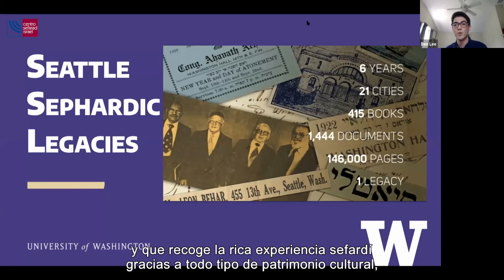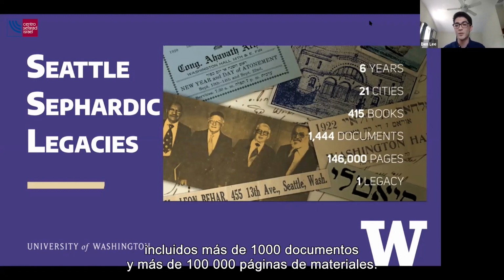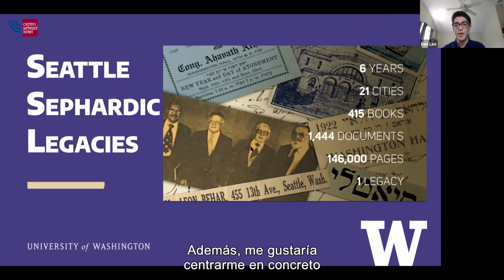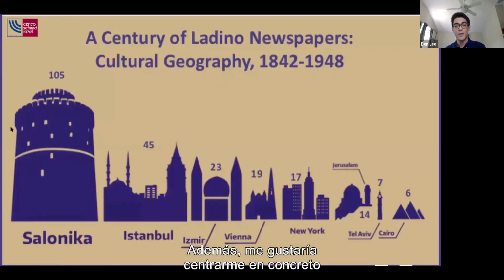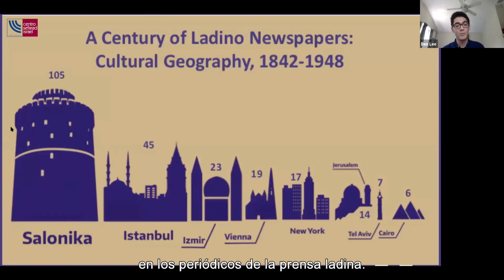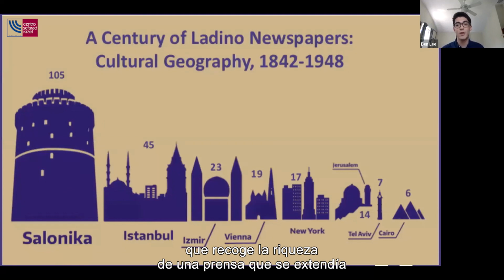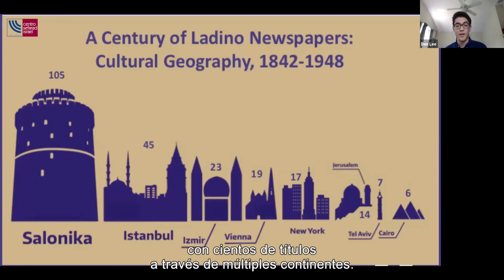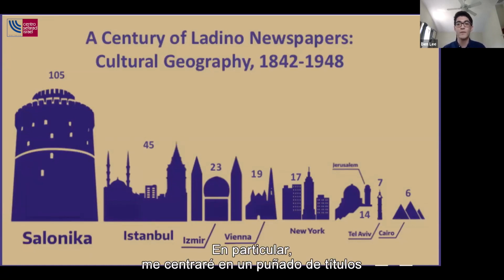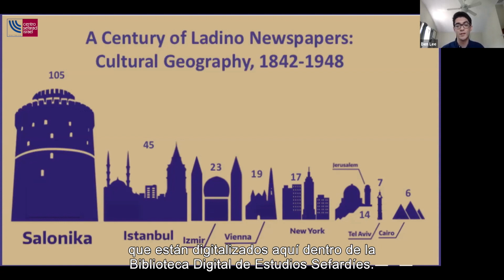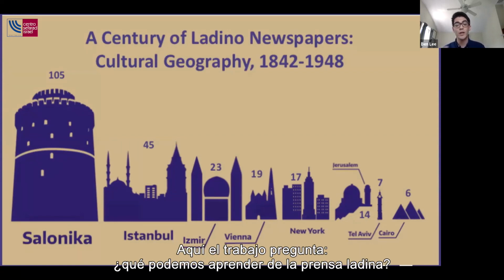Okay, so I'd like to situate this all within the Sephardic Studies Digital Library here at the University of Washington, which of course captures the rich Sephardic experience through all sorts of cultural heritage, including over 1,000 documents and over 100,000 pages of materials. In particular, I'd like to focus on the newspapers, in particular the Ladino press. And here's a visualization put together by the Stroum Center, which just captures how rich the press was, spanning, of course, multiple continents with hundreds of titles. I'll be focusing on a handful of titles that are digitized here within the Sephardic Studies Digital Library. And the work here generally asks, what can we learn from the Ladino press?